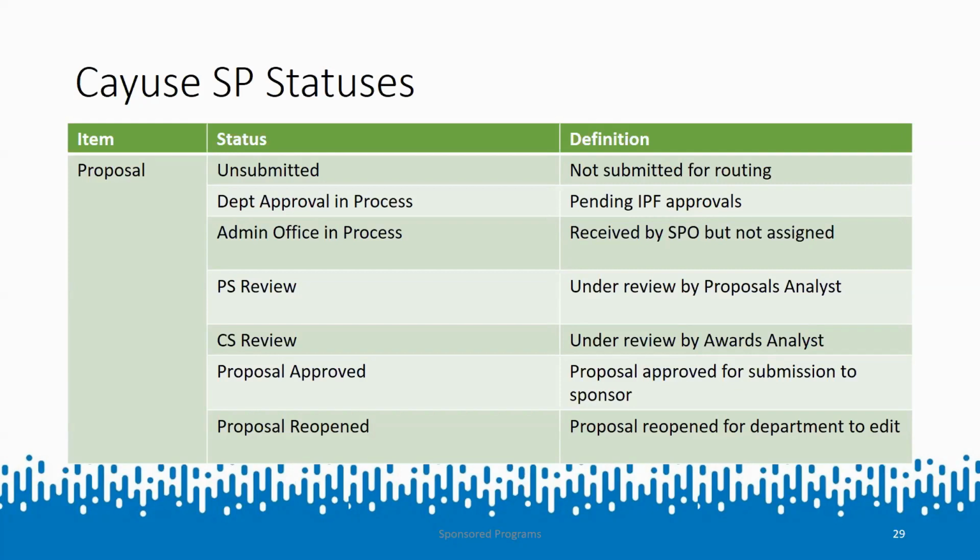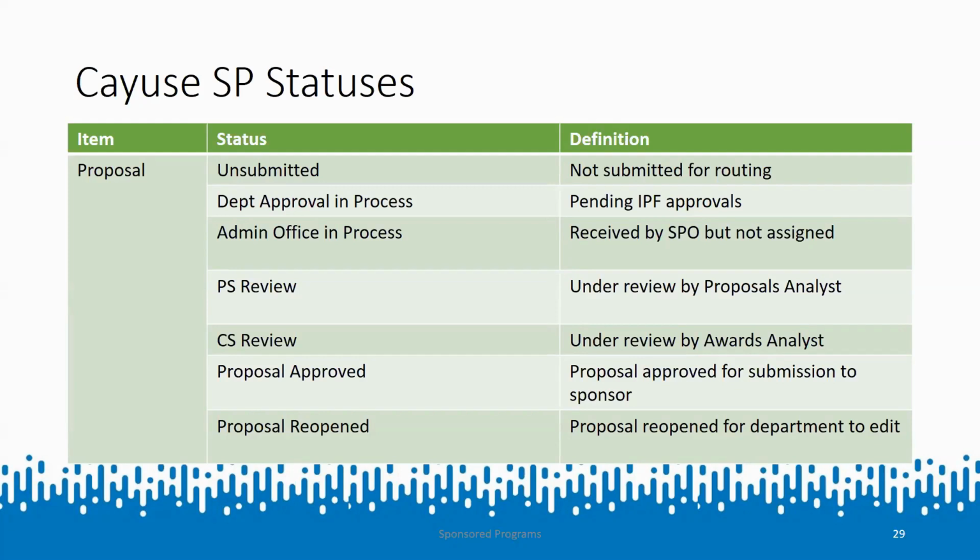Okay, department approval and process means it's pending those IPF approvals. Also, if the intake desk gets it and it hasn't had those PI and co-PI certifications, we'll put it back in department approval and process as well. So if you notice something that you know already went to admin office and processes is back in department approval, check it out, see what's going on. We add a note as well, where I think we always add notes.